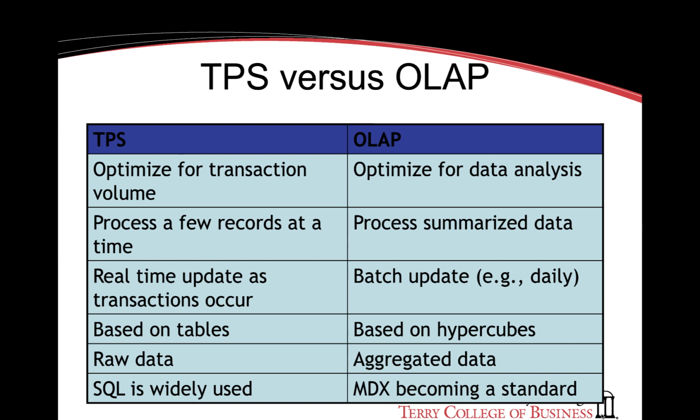If one looks at traditional transaction processing systems compared to OLAP systems, one notices that transaction processing systems are focused on the day-to-day operations of an organization. On the other hand, OLAP-based systems are used for data analytics and data analysis. Here are some differences between TPS and OLAP systems.